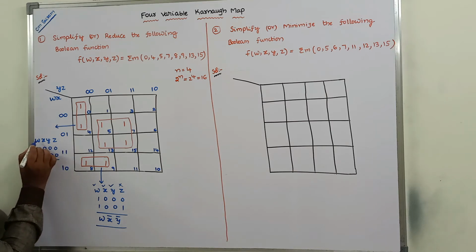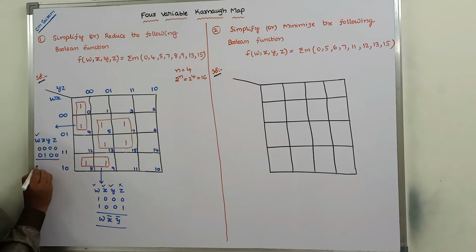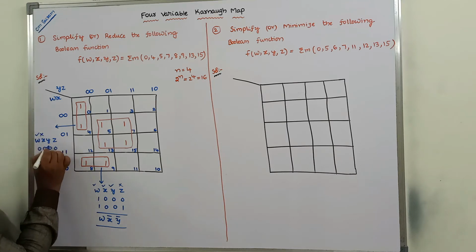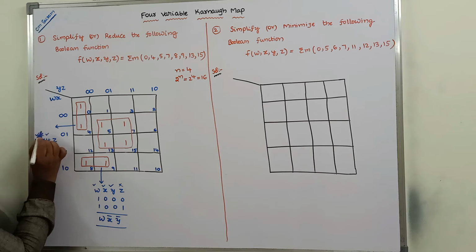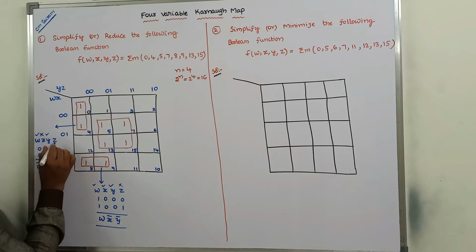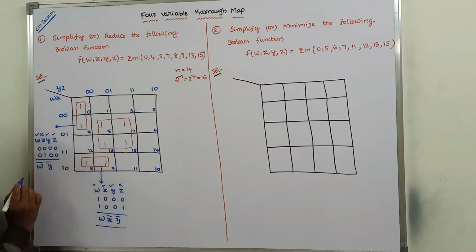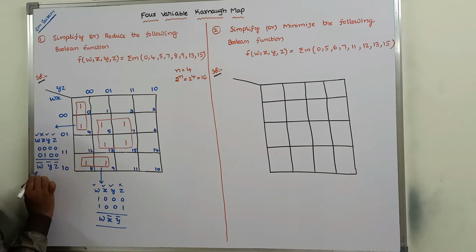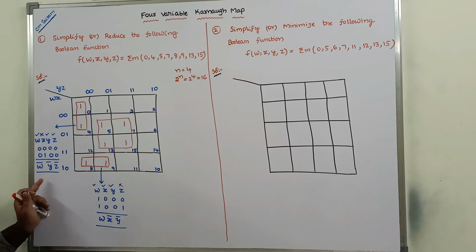Under the W column only zeros are there, so we consider that column. In that column, W value 0 means we write W bar. Under the X column a combination of zeros and ones are there, so we ignore that column. Under the Y column only zeros are there, so we consider that column. In that column, Y value 0 means Y bar. Under the Z column only zeros are there, so we consider that column. In that column, Z value 0 means Z bar. So what is the expression we are getting? W bar, Y bar, Z bar.